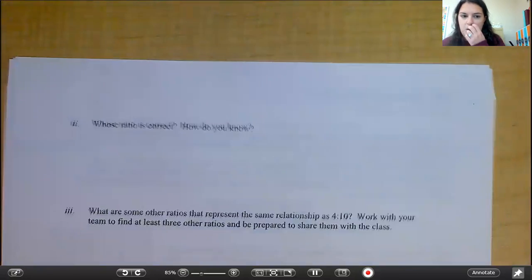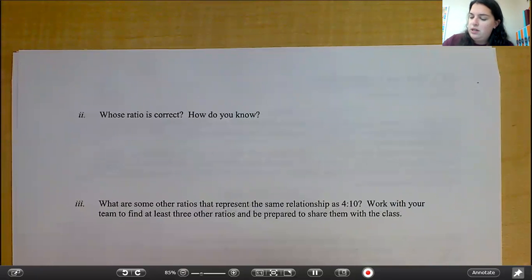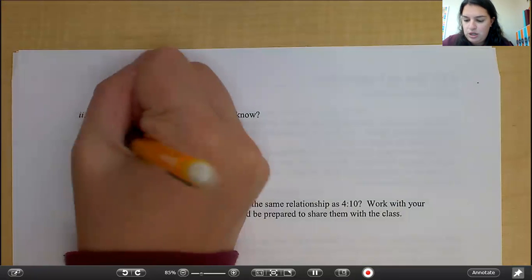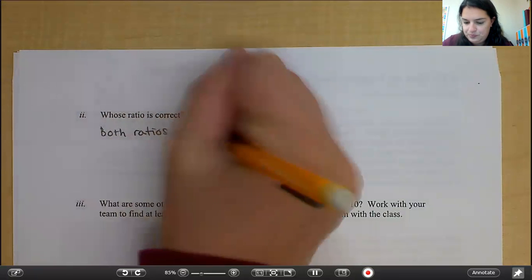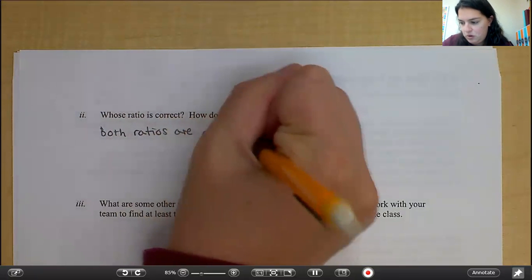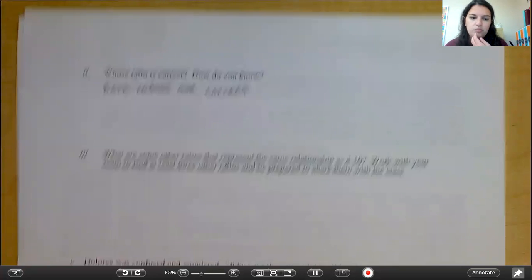Part 2 of problem B says, whose ratio is correct? How do you know? Go ahead and pause and answer this. Okay, if you're back with me, you should have answered this. You should have said that both ratios are correct, or they are the same. And then you needed to explain.